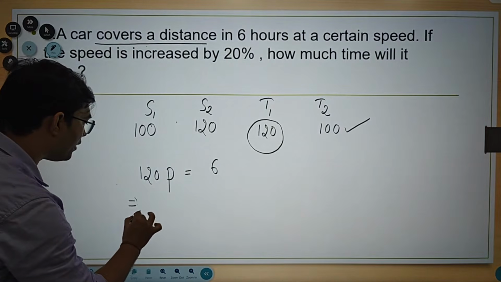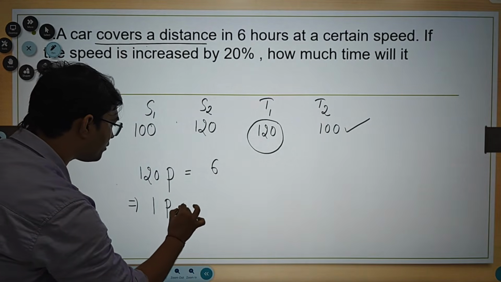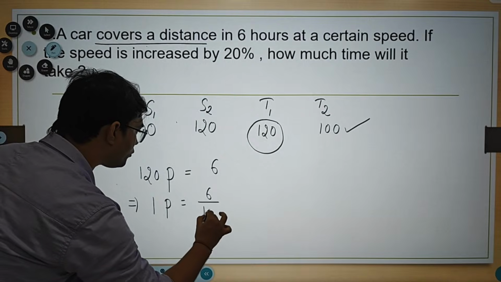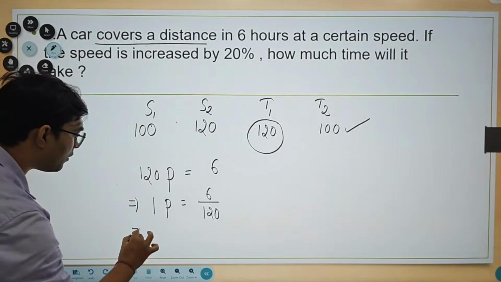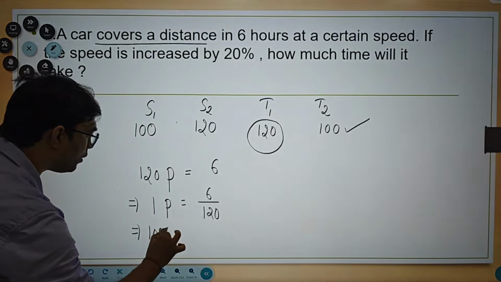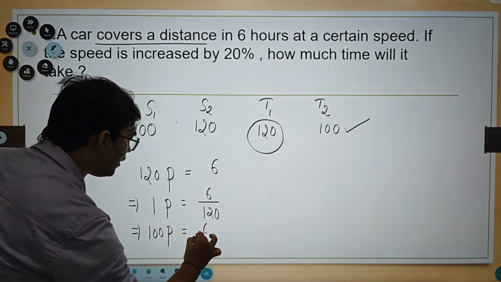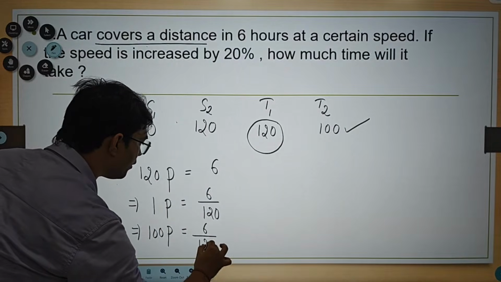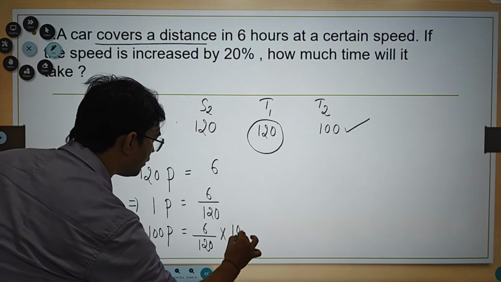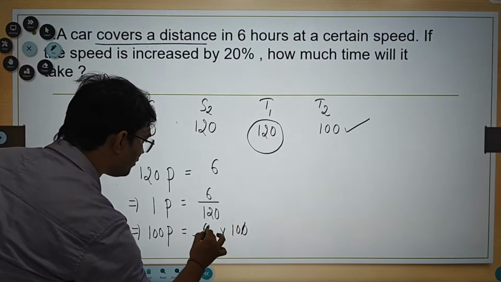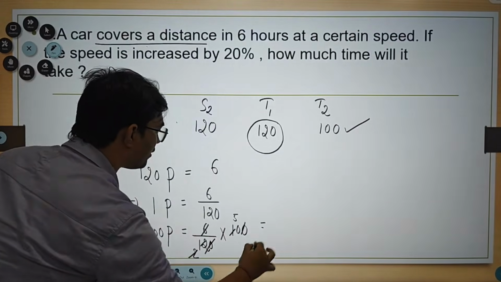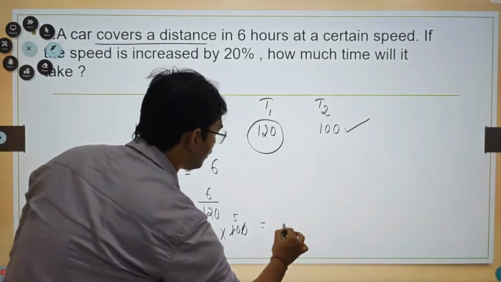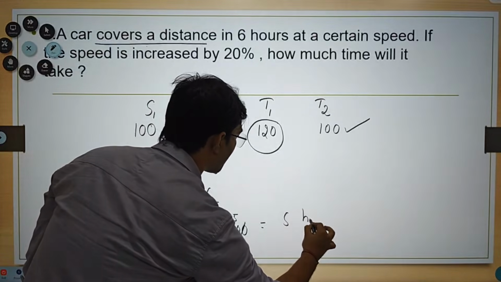What is the value of one part? 6 by 120. What are we supposed to find? The new time, which is 100 part. So the value of 100 part will be equal to 6 by 120 into 100. 0 will get cancelled. 6 into 2, 2 into 5. So now I can say the time taken will be equal to 5 hours.